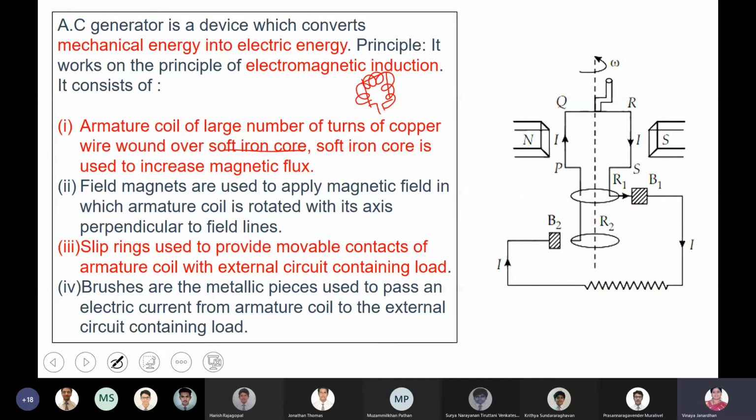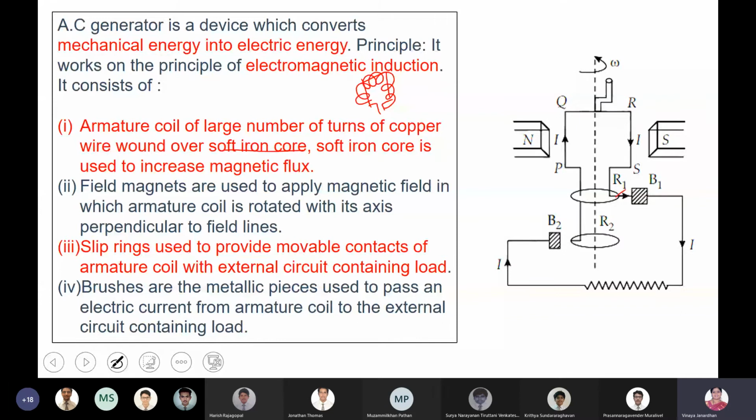Split rings are used in motors. Here we are using slip rings. We'll see, a slip ring is nothing but a hollow metallic ring. So the arm RS, can you see the arm RS is connected to a slip ring R1. It's a full metallic ring R1, and the arm PQ is connected to another metallic ring R2. Now these two rings, boys, when the coil is rotating, the rings also will rotate.